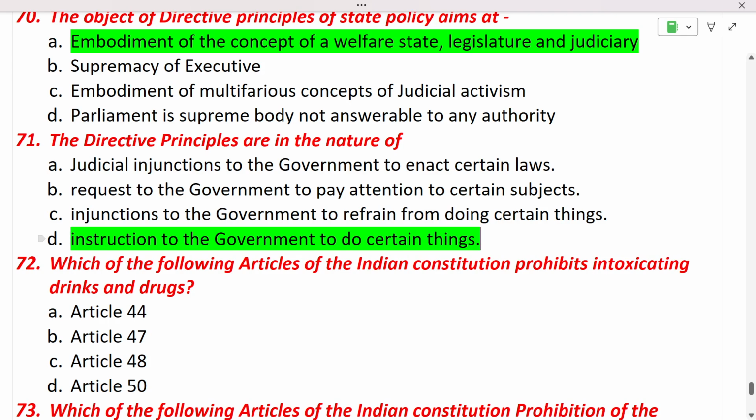Question number 72. Which of the following articles of the Indian Constitution prohibits intoxicating drinks and drugs? Option A, Article 44. Option B, Article 47. Option C, Article 48. Option D, Article 50. The answer is B.